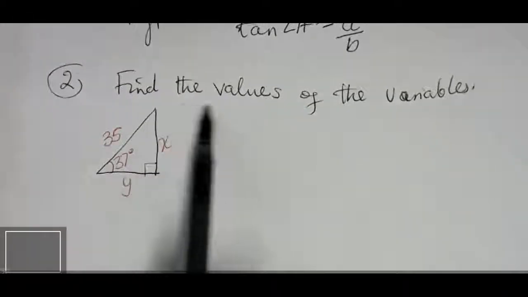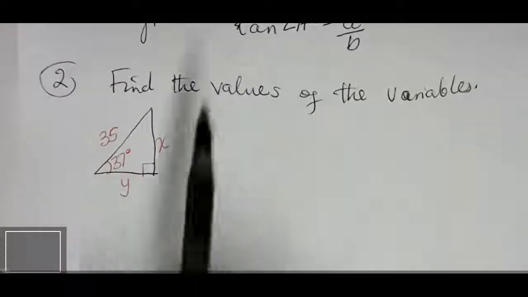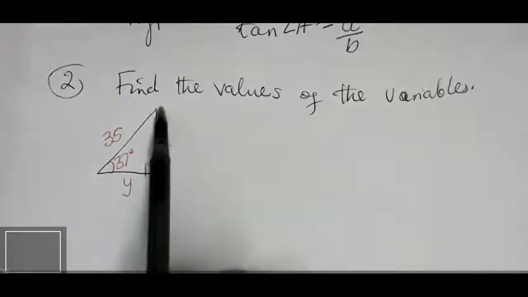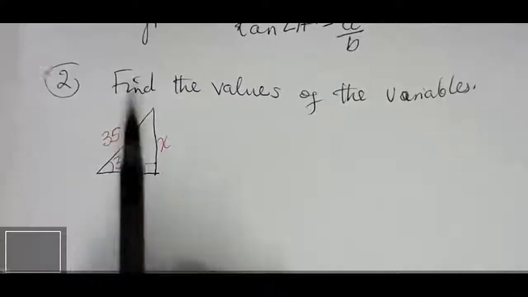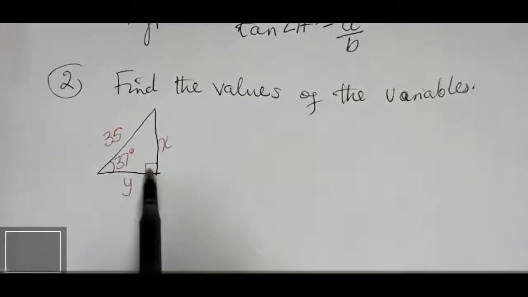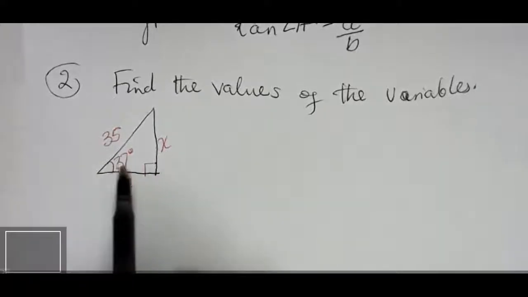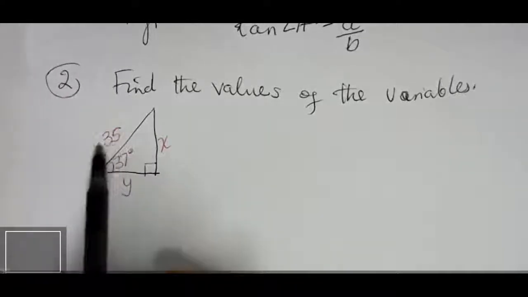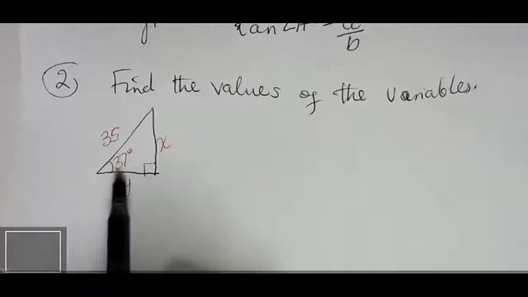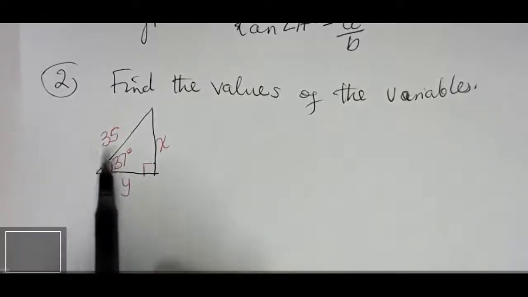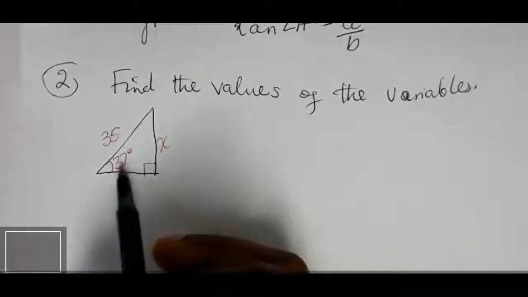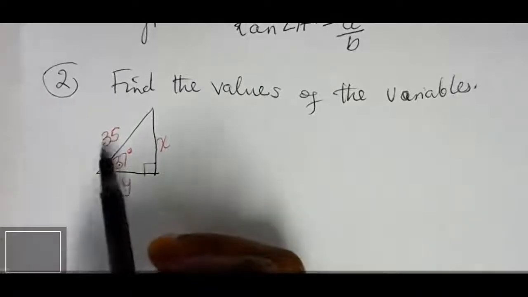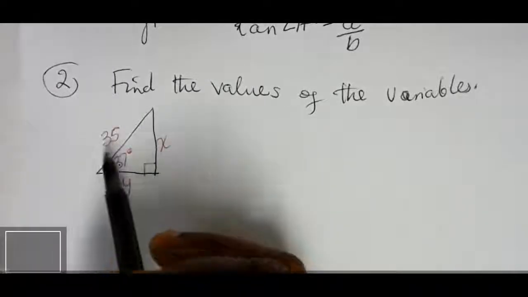Example 2. Find the values of the variables. We have x and y as the variables here, and we are looking for the sides. We know the hypotenuse is opposite the right angle. We have one acute angle. Make sure you differentiate between the length of a side and an angle, because they are not the same thing. An angle is part of a whole, out of 360 degrees, but the length is a whole number.